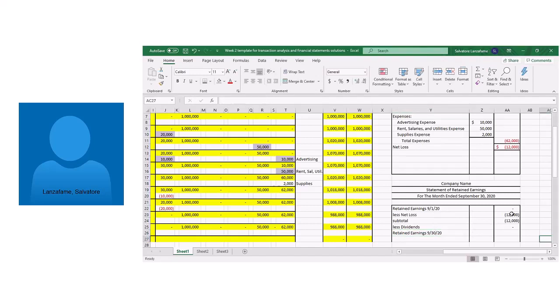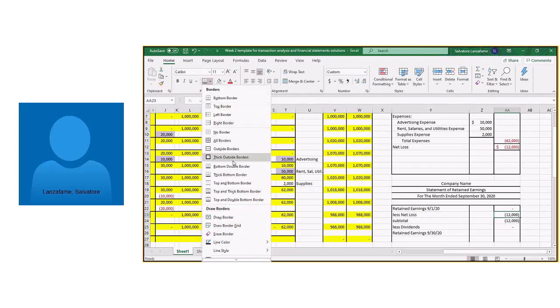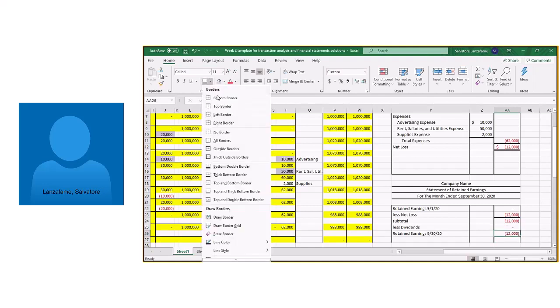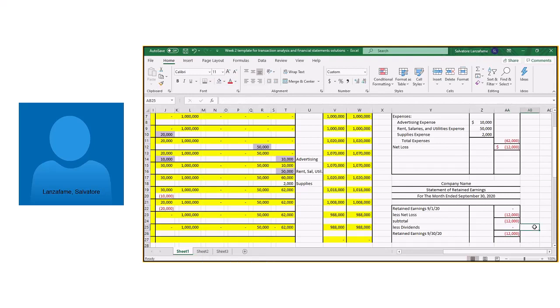So let me clean this up a little bit with my math lines. So 0 plus that negative 12,000 is going to give you a negative 12,000. We're then going to subtract out our dividends, and we didn't have any. And we ended up with a negative 12,000. So now our numbers match up with what's in the textbook.